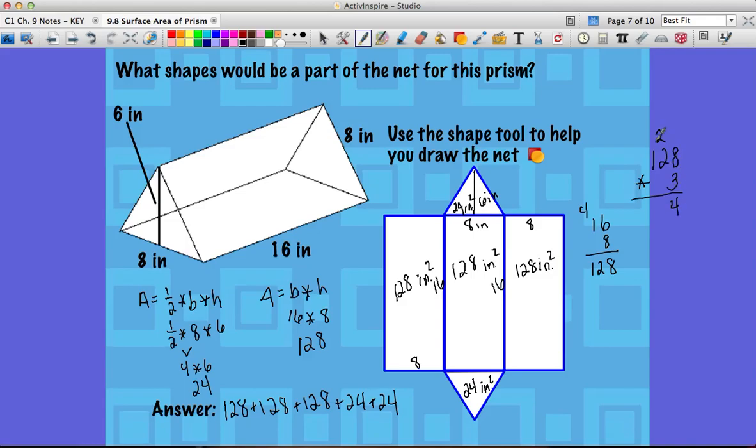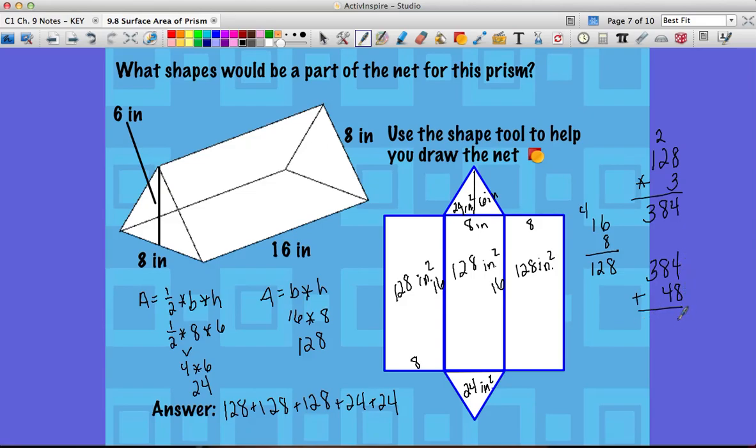2 times 3 is 6. Plus 2 is 8. 1 times 3 is 3. So I have 384 inches. And now I need to take that 384 inches. Those are my rectangles. And I need to add the 48 inches from the triangles because I know that 24 plus 24 will give me 48.